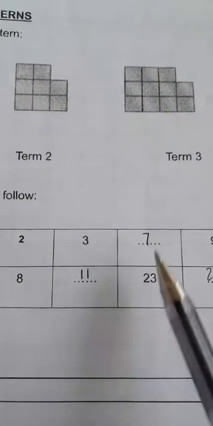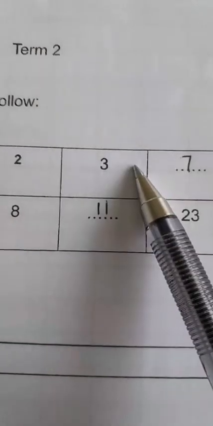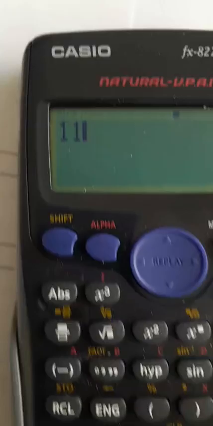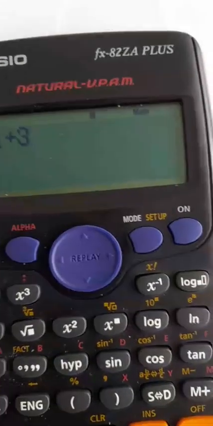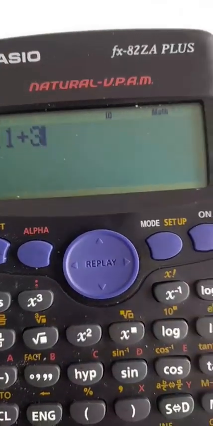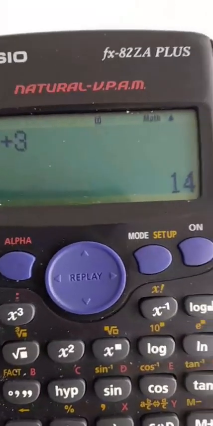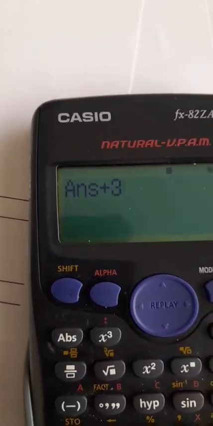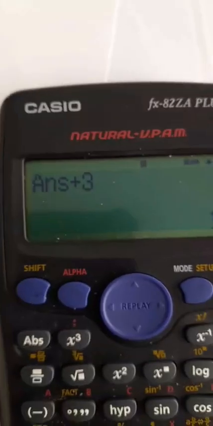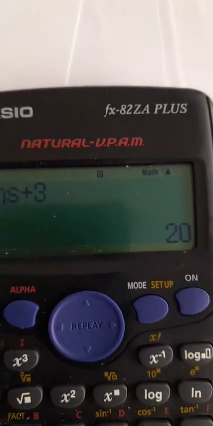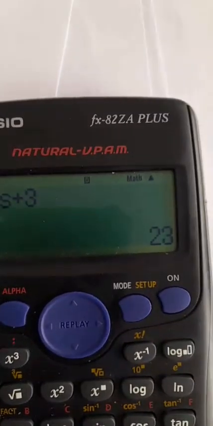Which term has 23 blocks? So remember, the last I had was 11. I know there were 11 blocks for term 3. And the constant difference is 3. So I'm adding 3 every time. So I'm going to go here and add 3. In my head, I am still thinking, okay, 11 represented term 3. Plus 3 is term 4. That's 14. Term 4 is 14. Plus 3. Term 5 is 17. Plus 3. Term 6 is 20. Plus 3. Term 7 is 23. 23 blocks is term 7.